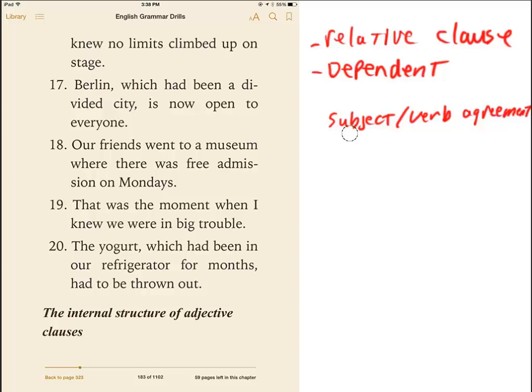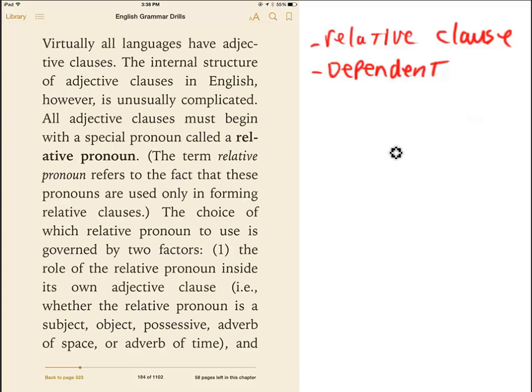And we're just going to take a look at some different adjective clauses and how to identify them, all right? And we're going to look at the structure, internal structure of adjective clauses. We're going to hop around a little bit, but the first thing I want to point out is this. It says, number one, the adjective clause is unusually complicated, so it is going to be a tough unit, so be prepared for that. And then all relative clauses must begin with a special pronoun called a relative pronoun, okay? So it must begin with a relative pronoun.